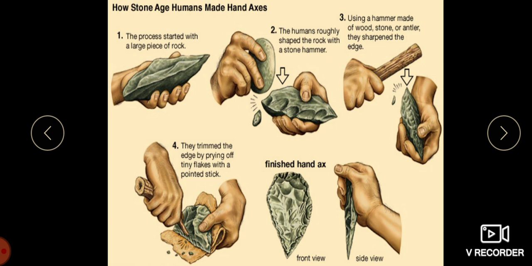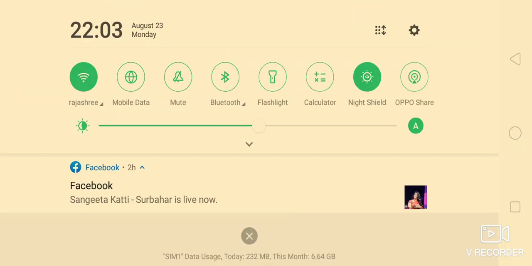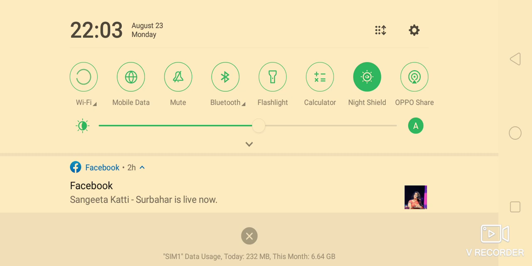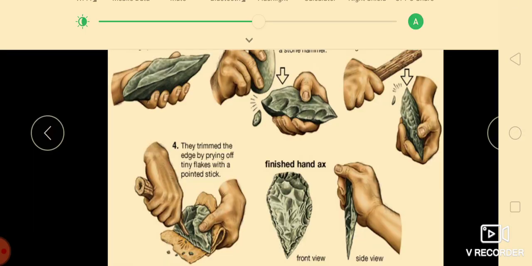So, like this, the tools were made by the people during this period.